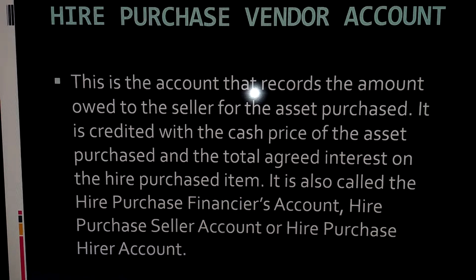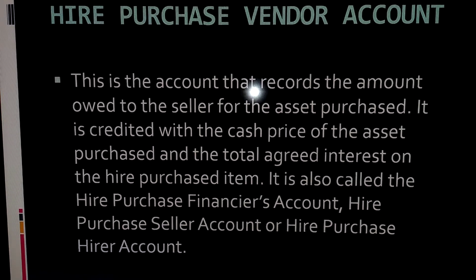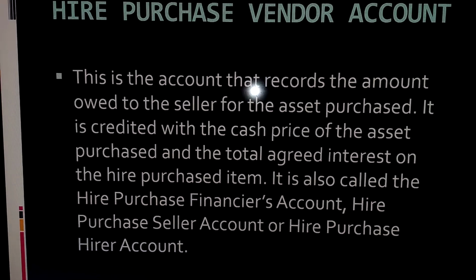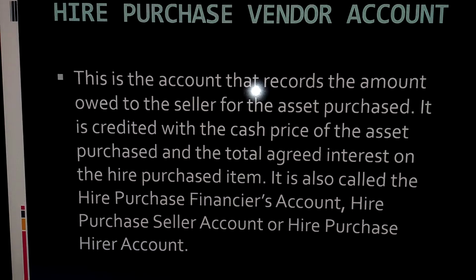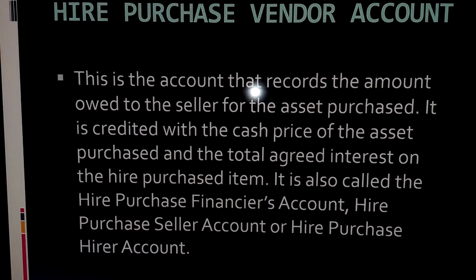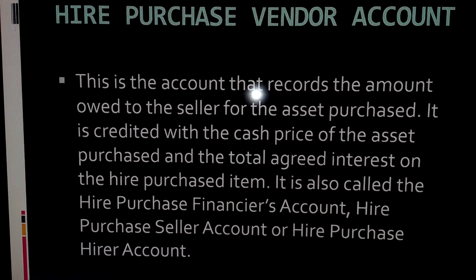What that means is you're paying interest of 500,000. Okay, the 1 million is the normal price, that's the cash price. So debit asset account with the cash price, credit the hire purchase vendor account with the cash price as well.